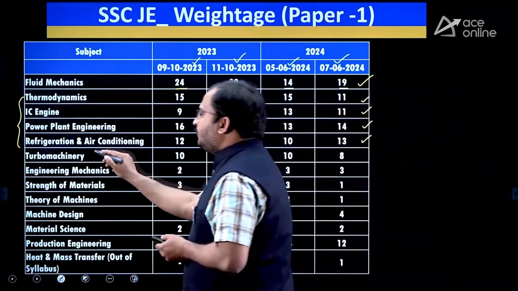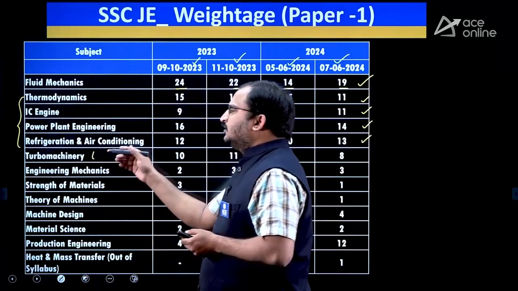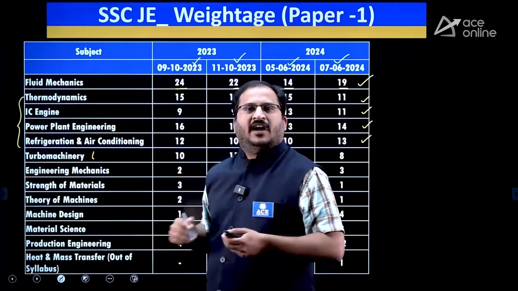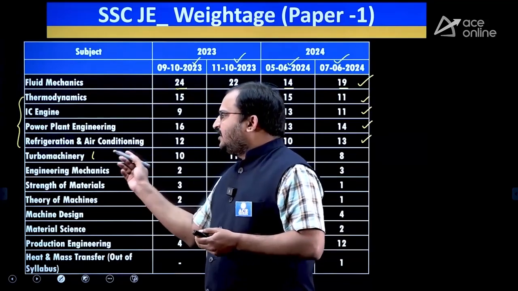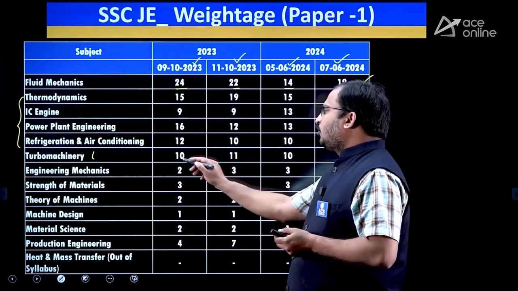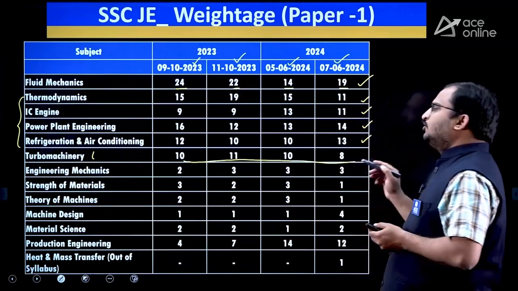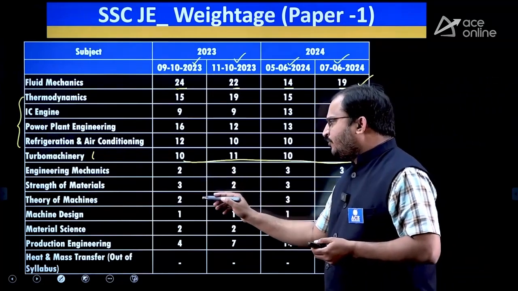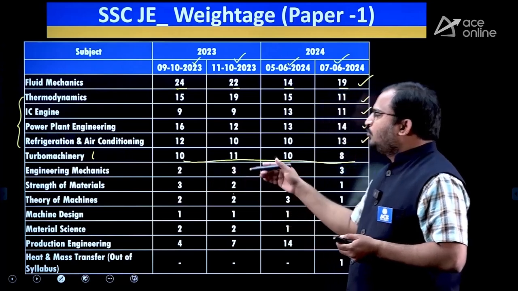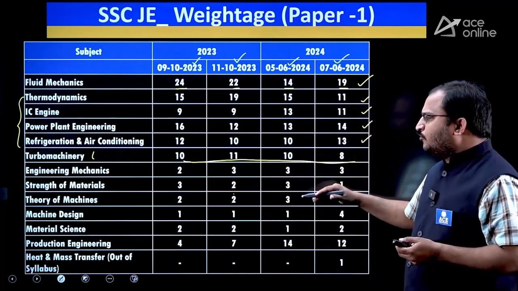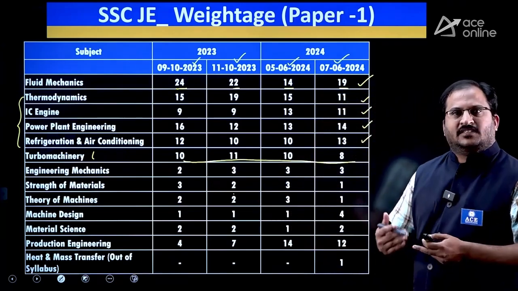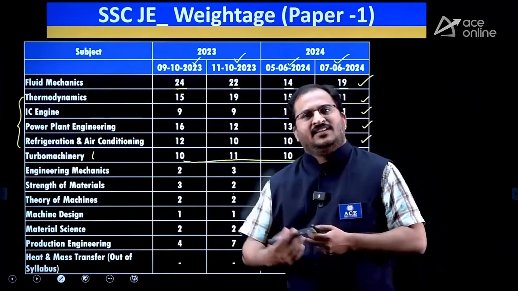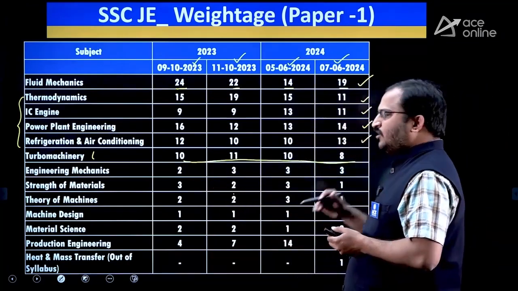Then the turbo machinery part. Here you will have compressors, turbines, the turbines part of hydraulics, as well as steam turbines. So this also has good importance here. You can observe the weightage. Then engineering mechanics, strength of materials. In the last 2 years they have given very few marks as weightage in these particular subjects, but don't think that every year only the same weightage will be there.